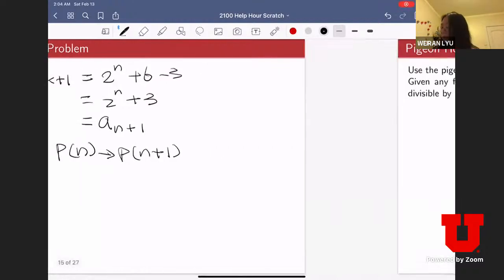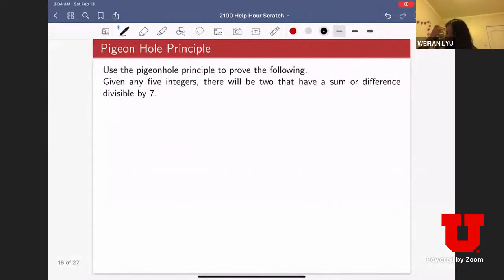All right, so the next one is going to be the pigeonhole principle. We want to use the pigeonhole principle to prove that given any 5 integers, there will be 2 that have a sum or difference divisible by 7.